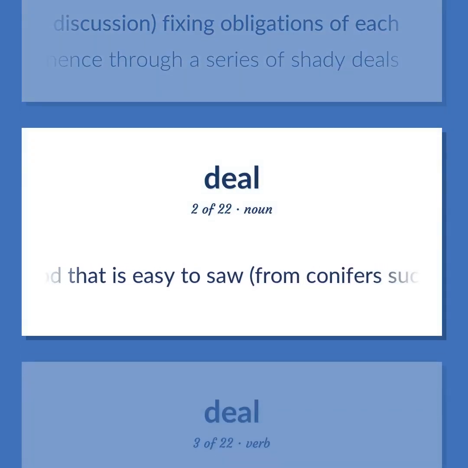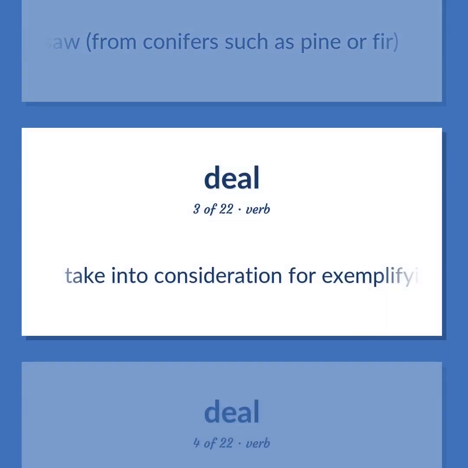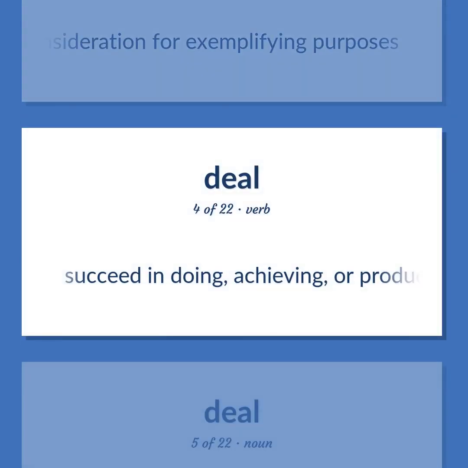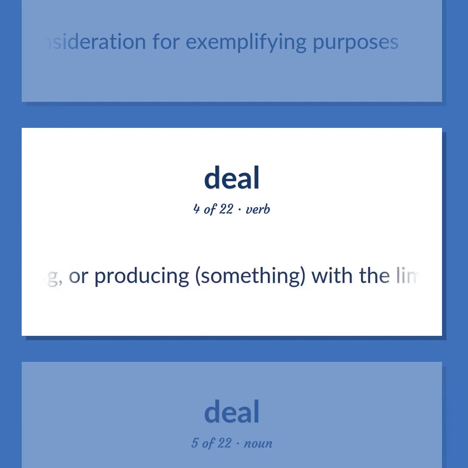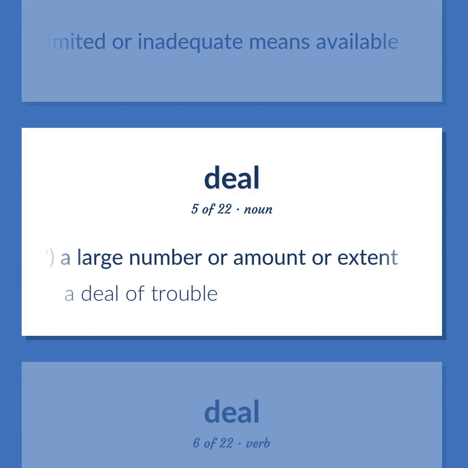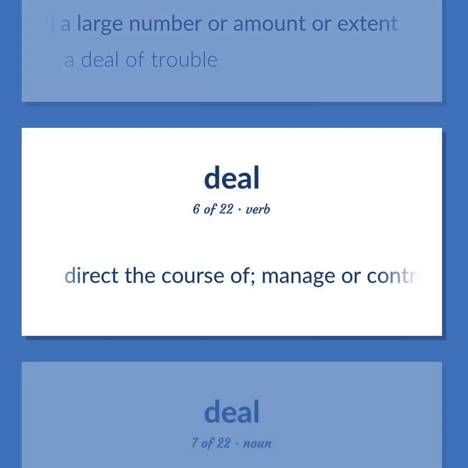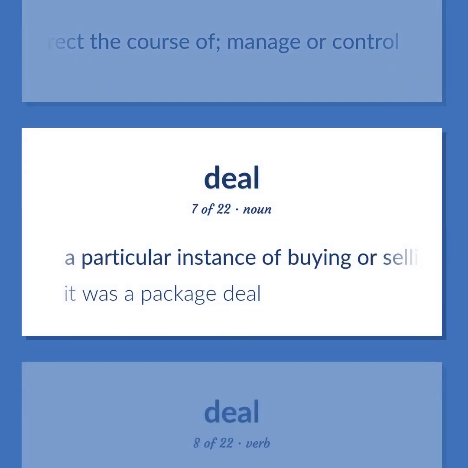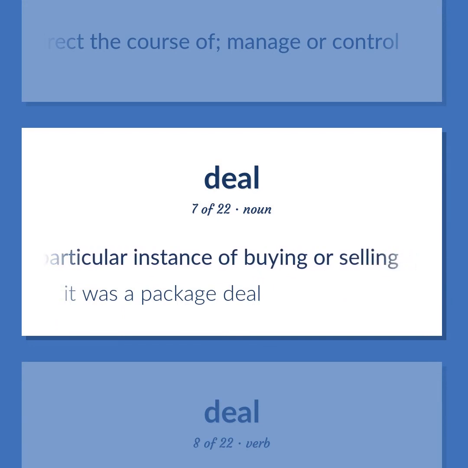Wood that is easy to saw, from conifers such as pine or fir. Take into consideration for exemplifying purposes. Succeed in doing, achieving, or producing something with the limited or inadequate means available. Often followed by "of": a large number or amount or extent. A deal of trouble. Direct the course of, manage or control. A particular instance of buying or selling. It was a package deal.